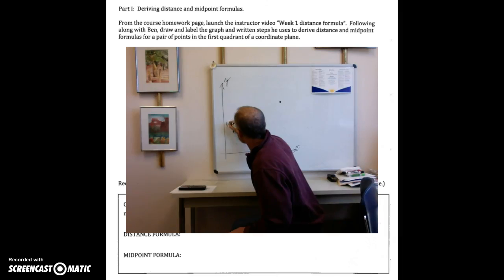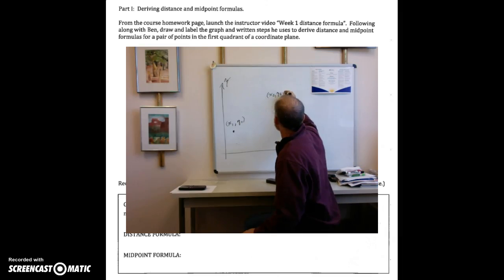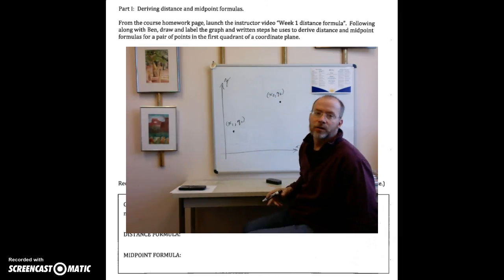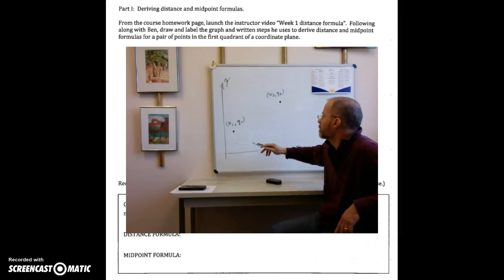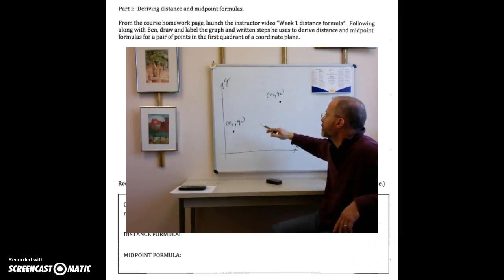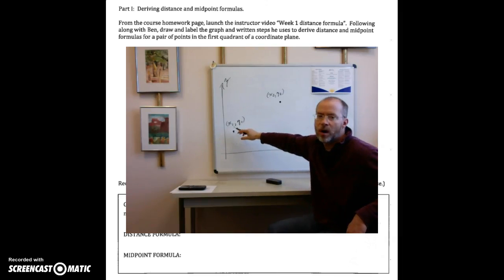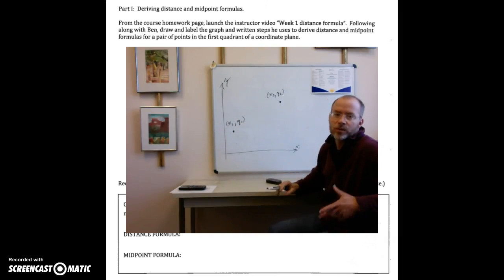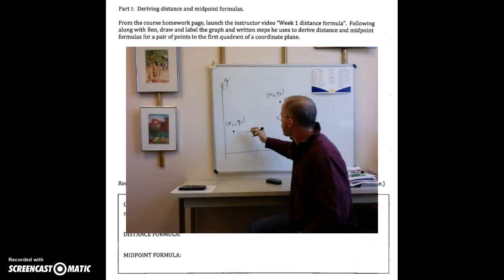Let's call the first one x1 comma y1, and the second one x2 comma y2. Don't let the subscripts bother you here. We just want to think of this as point number one and point number two. The subscripts say this is x coordinate number one and x coordinate number two, to just distinguish between the two of them.